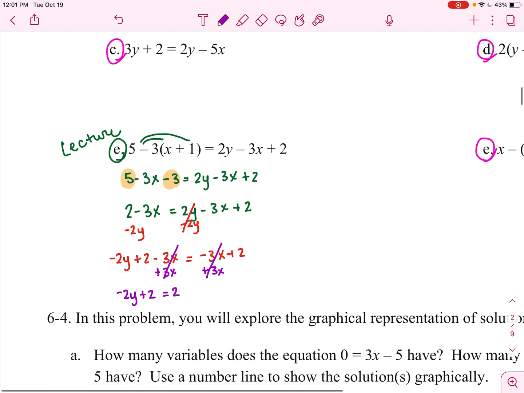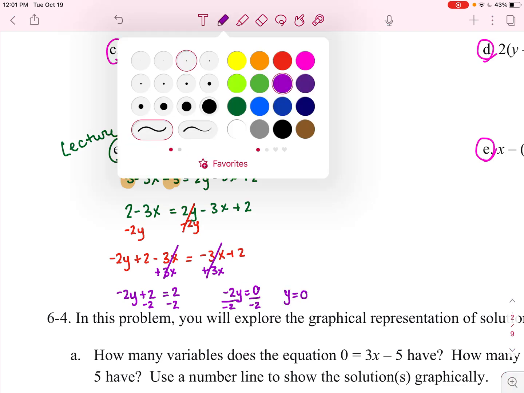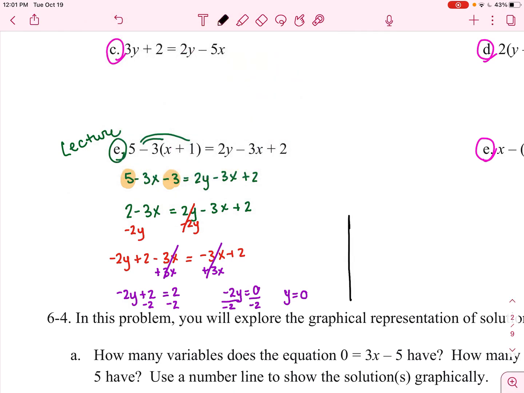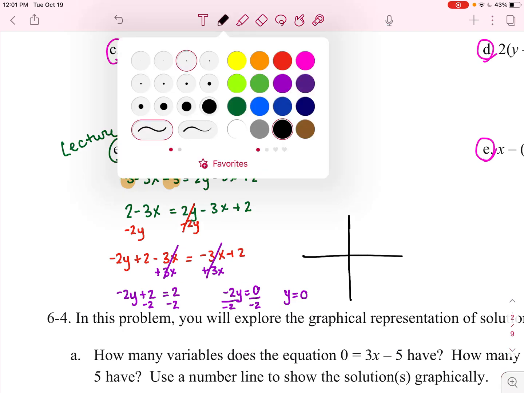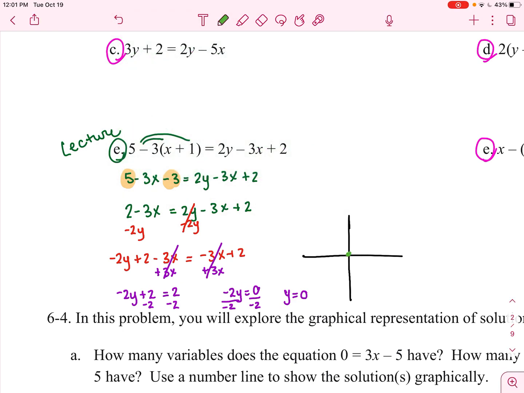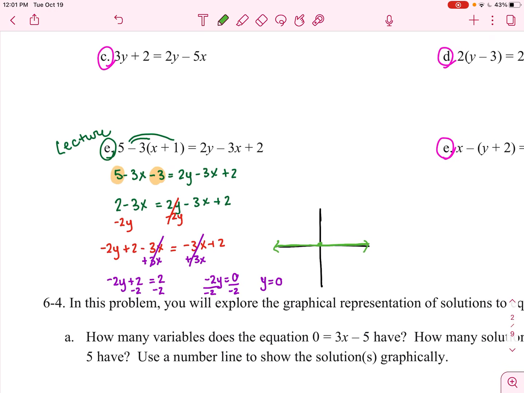Y is still not by itself. Let's subtract 2, subtract 2. So we have negative 2y equals 0. Divide by negative 2, divide by negative 2. Y equals 0. Well, what does that line even look like? Y equals 0 is actually going to be a horizontal line on the x-axis. So it's actually another way to say the x-axis.